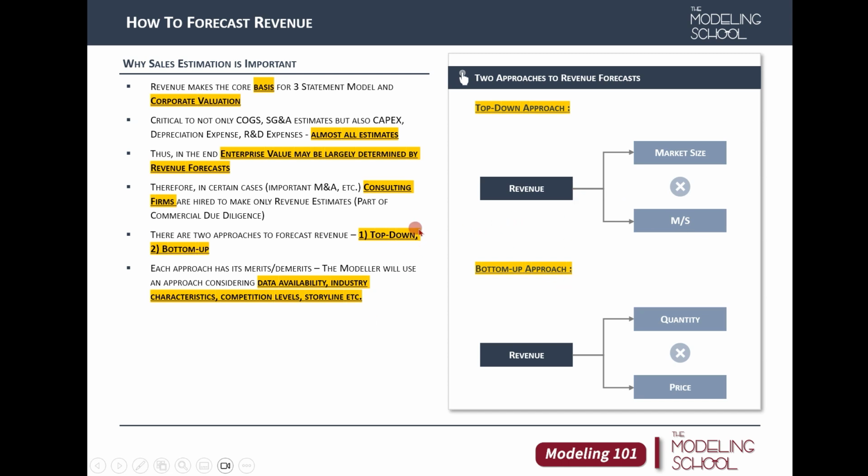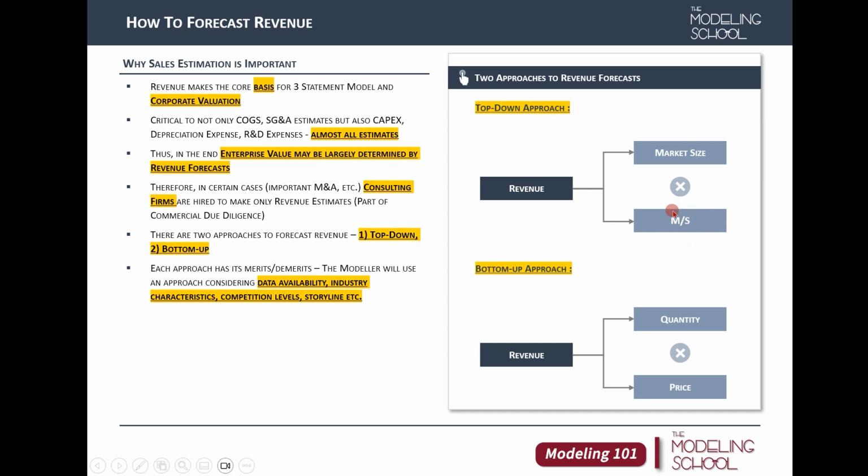Also, it's going to depend on the storyline. So how you're going to represent your story is going to determine whether you use a top-down approach or bottom-up approach. Generally, we see bottom-up approaches much more often. I think more than 70% of the time we use bottom-up approaches simply because of these reasons. And one more important factor is that it is so difficult to assume a single market share.